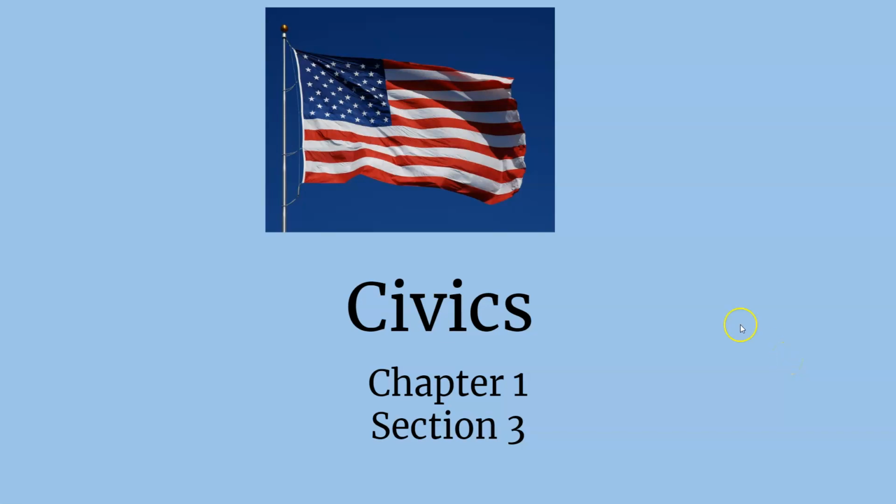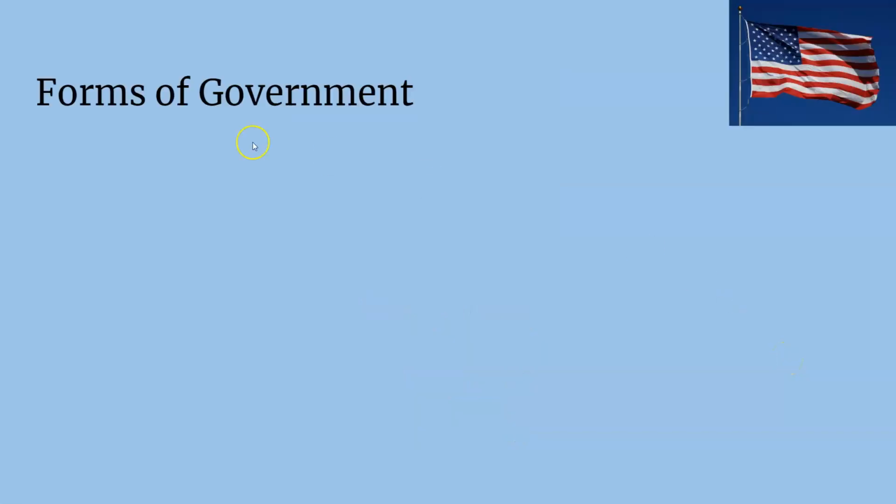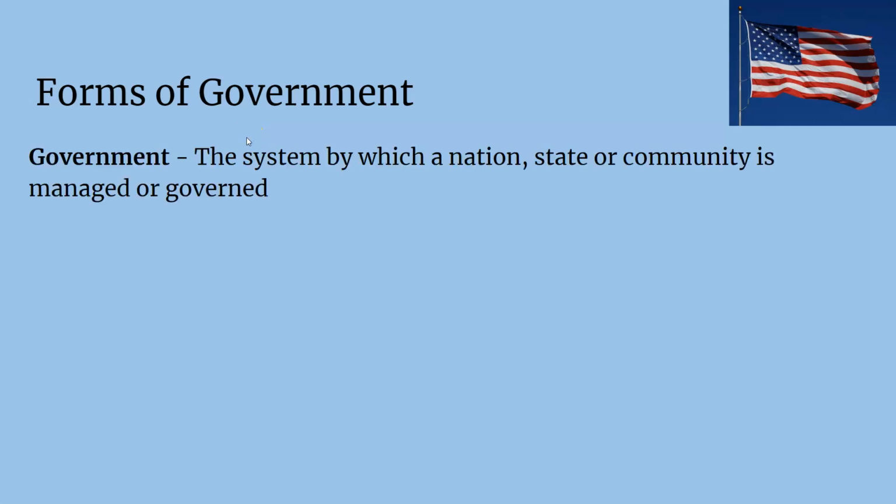All right, here's Civics Chapter 1, Section 3. Last time we talked about citizenship, how to become a citizen, your rights and duties under the United States government. So now we're going to go into government, what it does, and the forms of different styles of government throughout the world. What is government?